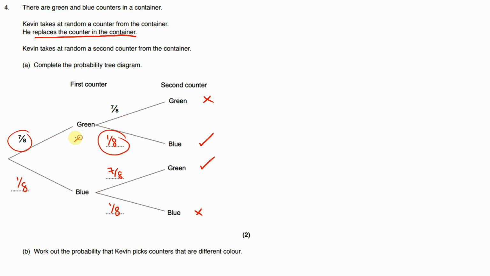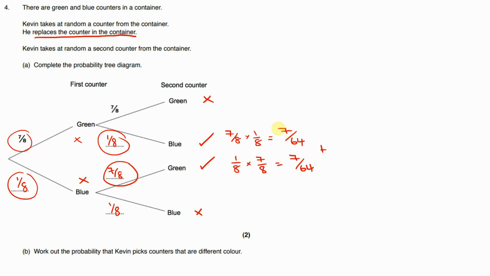7/8 times by 1/8. Well, that's going to be 7/64. And then I need to do 1/8 times by 7/8. Well, again, that's 7/64. And then at this stage, remember, I add them, so I add this to this. So that's going to be 7/64 plus 7/64 equals 14/64. Remember, when we add, the denominator stays the same.